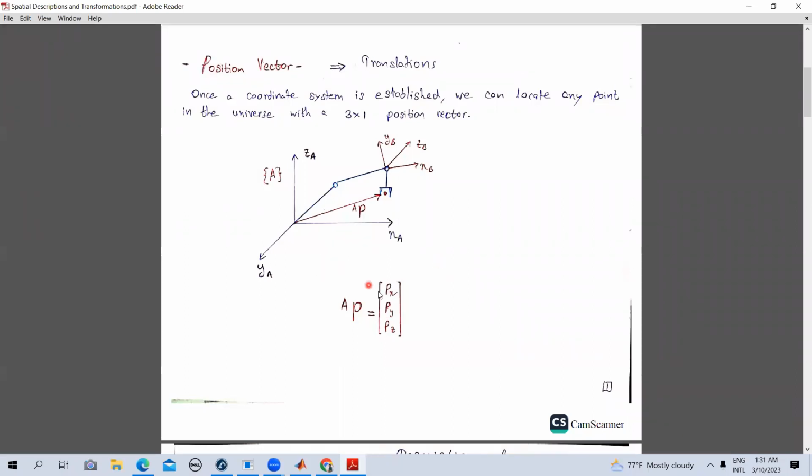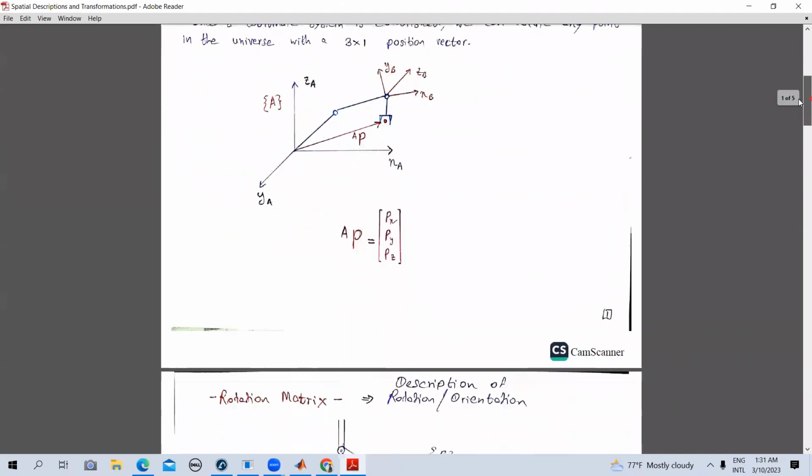Here, the notation stands for the position vector with respect to A of this particular point, right? It is given by these three elements: position with respect to X, Y, and Z. I think that is clear. So you get a 3x1 position vector with these three elements, right?